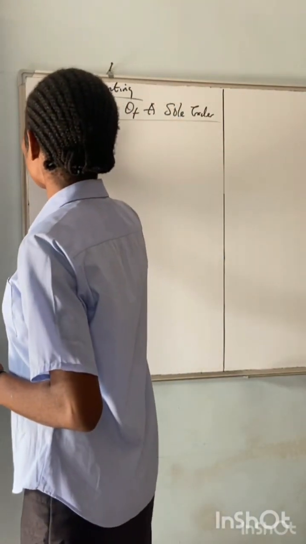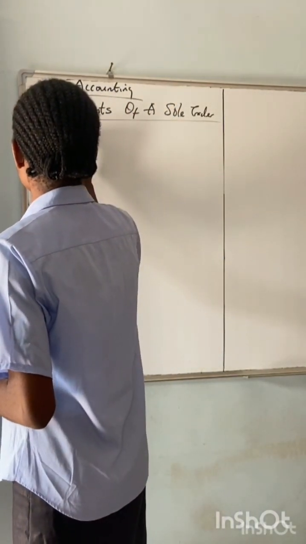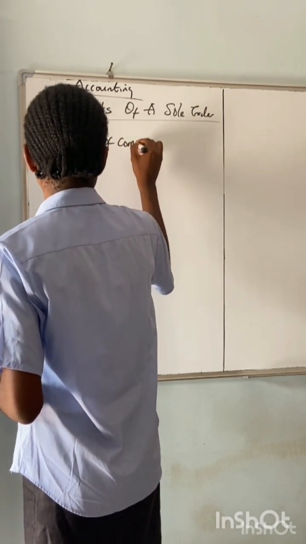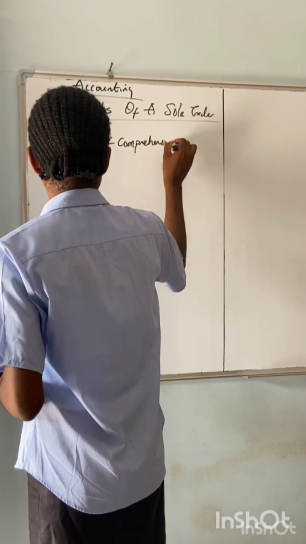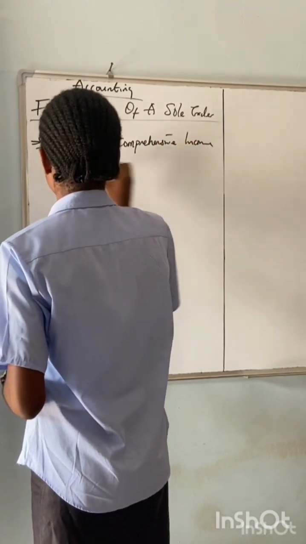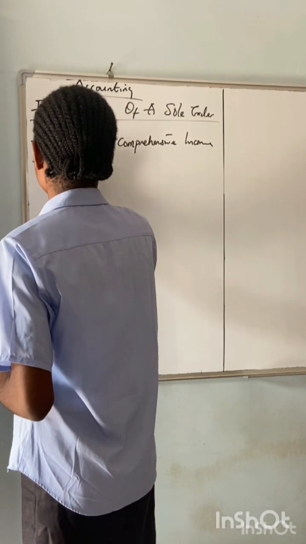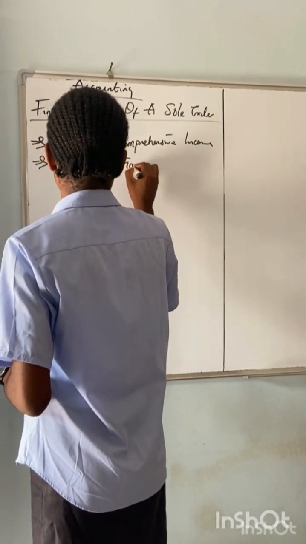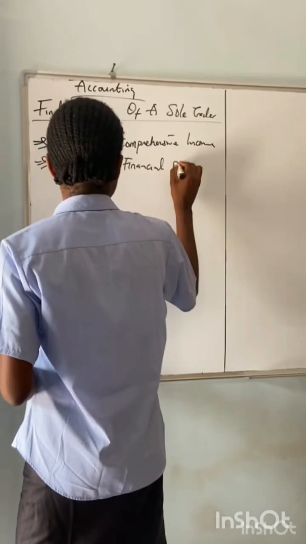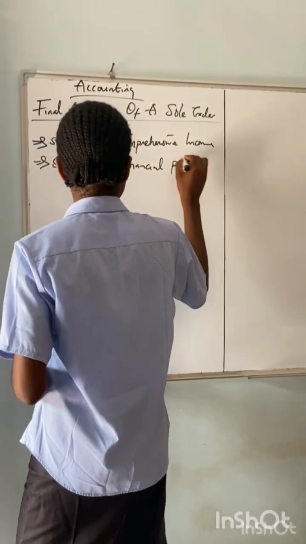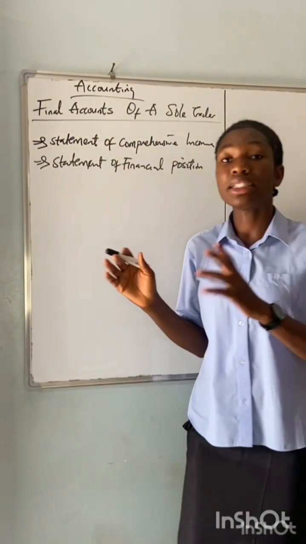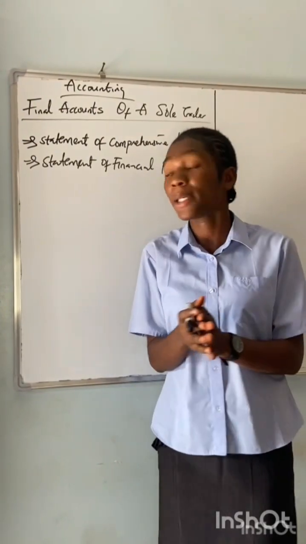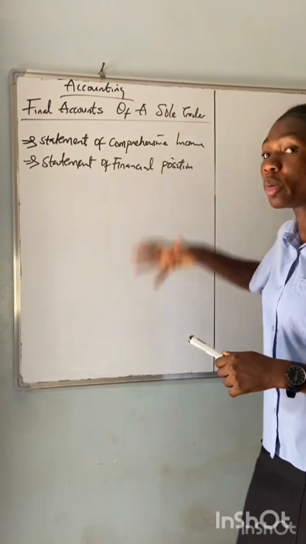The first we have is the statement of comprehensive income, and then the next we have is the statement of financial position. So these are the two accounts that literally constitute the final account of a sole proprietor. Now we're going to be looking at the statement of comprehensive income.